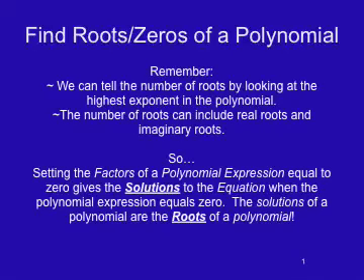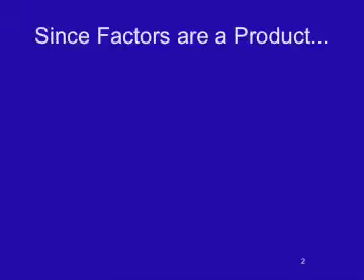Finding roots or zeros of a polynomial. First, we need to remember that we can tell the number of roots by looking at the highest exponent in the polynomial. The number of roots can include real roots and/or imaginary roots. So, setting the factors of a polynomial expression equal to 0 gives the solutions to the equation when the polynomial expression equals 0. The solutions of a polynomial are the roots of a polynomial.